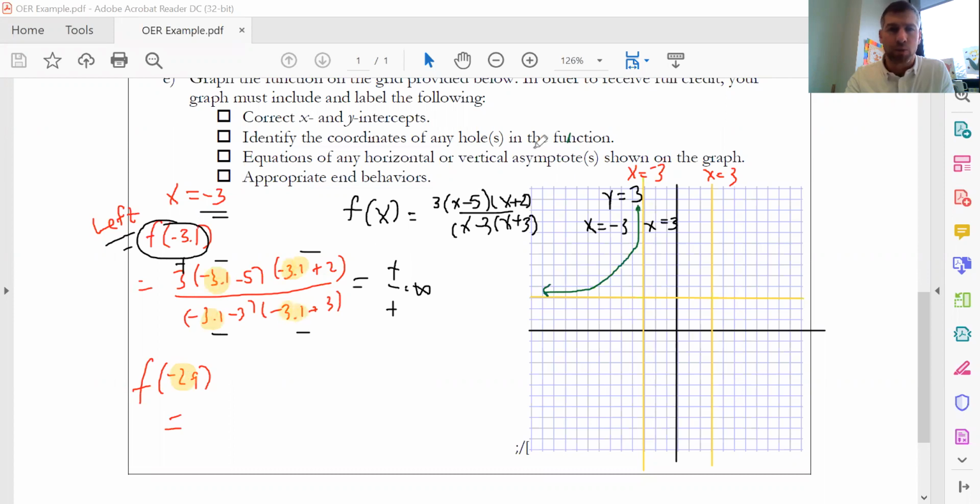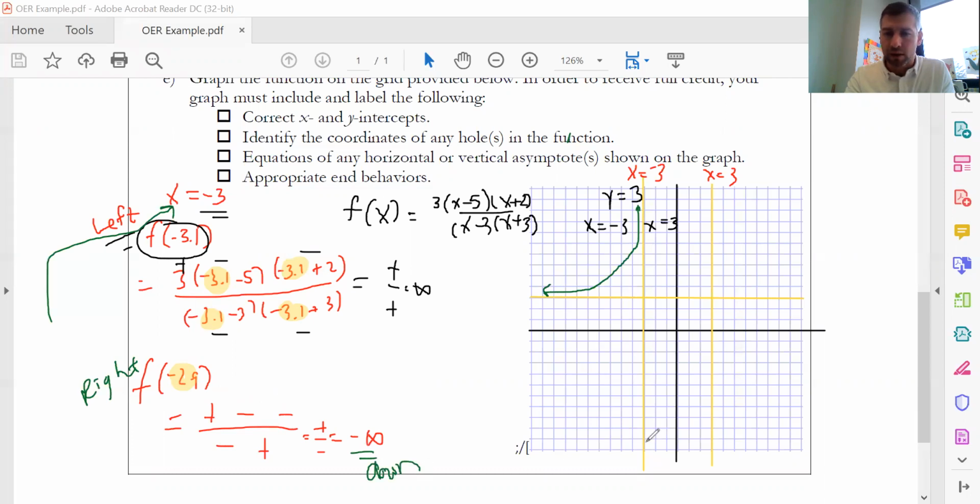I'm going to speed up this process, and I'm just going to tell you what we get. We get a +3, the -2.9 in there would be negative. The -2.9 would be there, negative, -2.9 there, negative, but here it would turn into a positive because -2.9 is actually less than 3. And so we get a positive over a negative, which is actually a negative infinity. So what does that mean? That means as we're going to the right of this line, we're going to be going down.